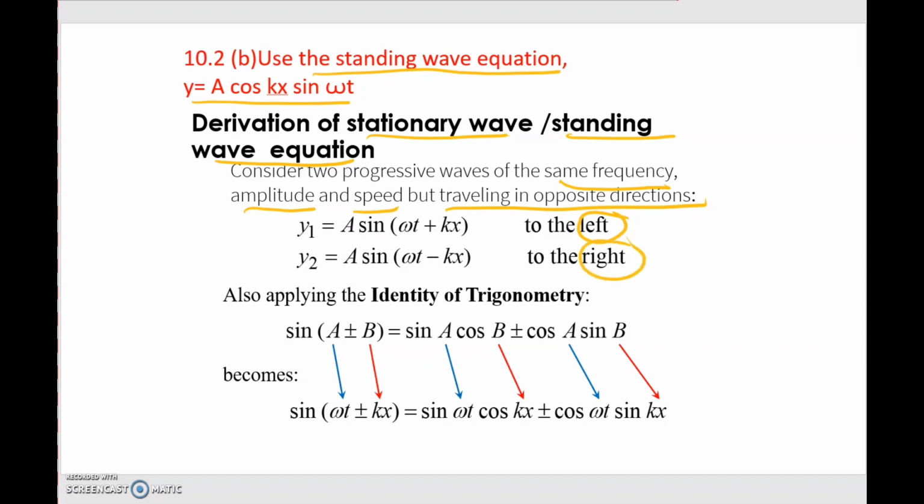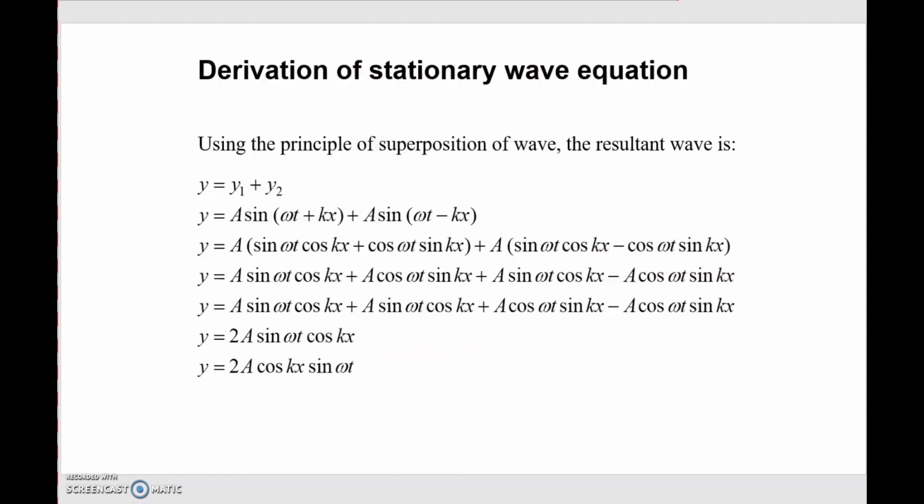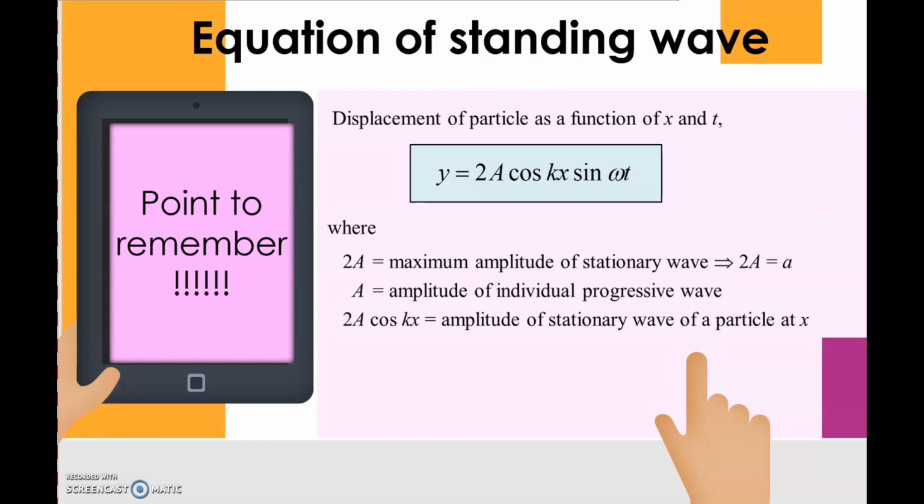So we can use the identity of trigonometry to have the equation for standing wave. So y is equal to y1 plus y2. So using your trigonometry equation, you will have y is equal to 2a cos kx sin omega t, where k is wave number and omega is angular frequency. This is the equation for standing wave, where we have y is equal to 2a cos kx sin omega t.